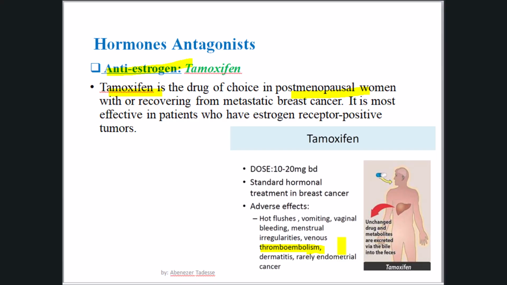But the other one is that they can also act as an agonist on the endometrial tissue. So this can result in, as you see, endometrial cancer within the uterus. This is the most unwanted side effect associated with tamoxifen, especially after long-term use of tamoxifen. After some time, patients who are diagnosed with breast cancer can develop endometrial cancer. So caution is recommended.